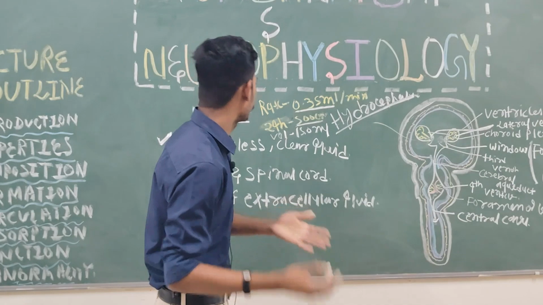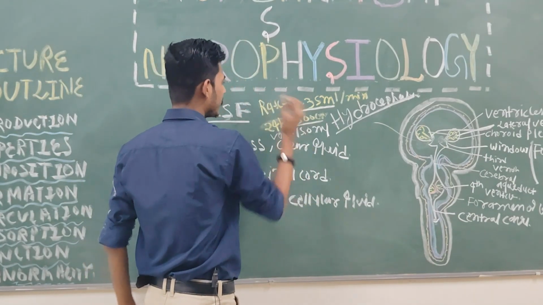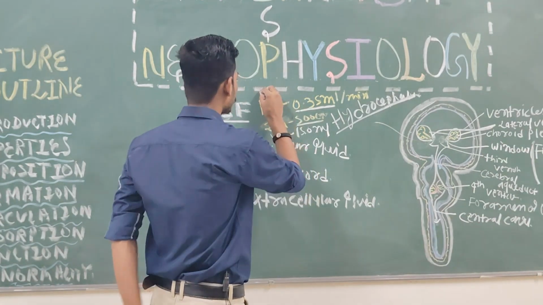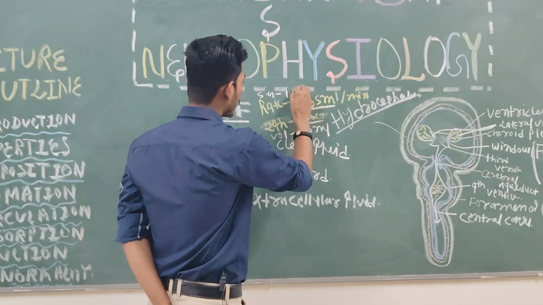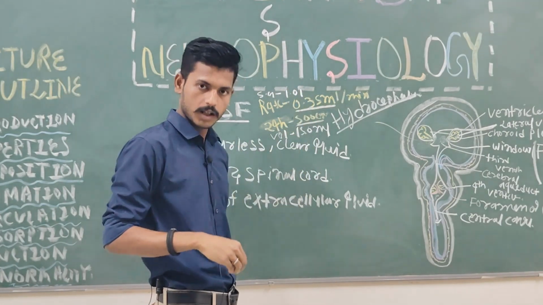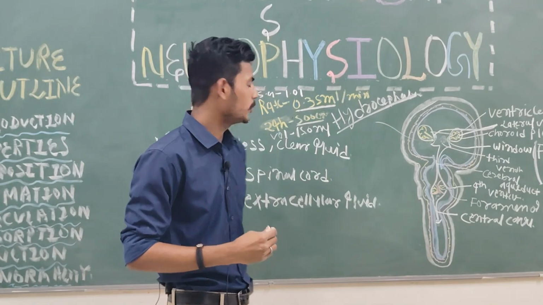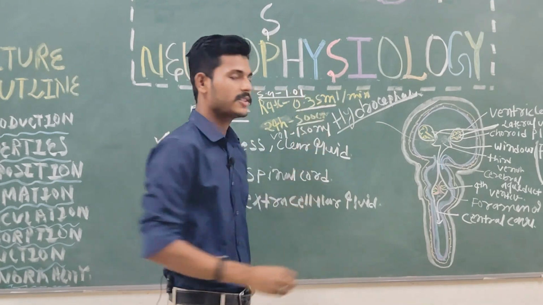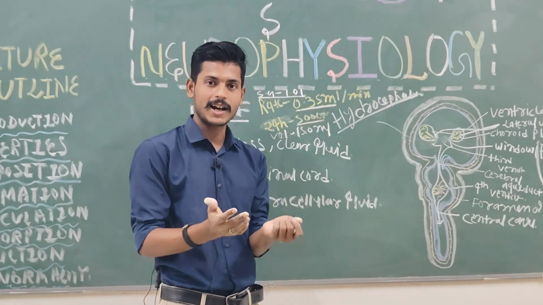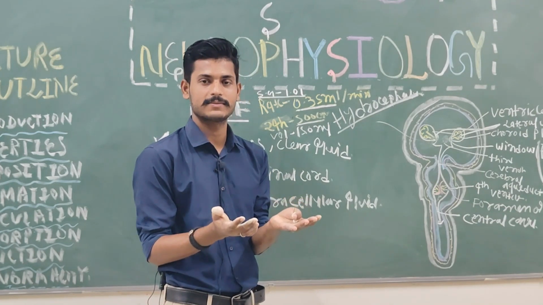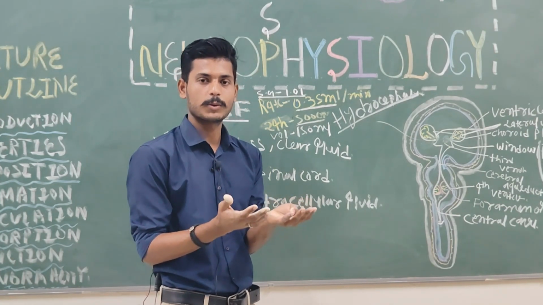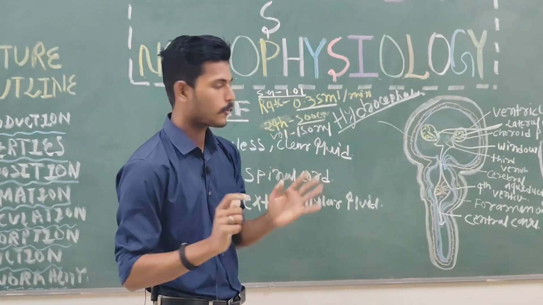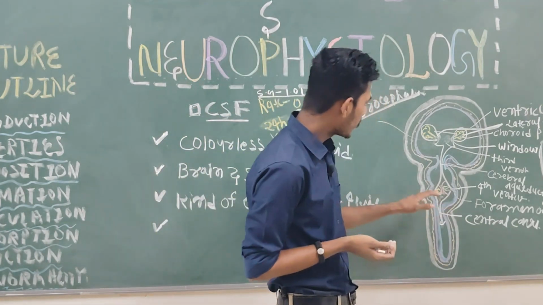No doubt? Now hand in hand you should also remember the specific gravity. The CSF specific gravity is equal to the specific gravity of water, so its specific gravity is 1.01. Understood? Later on in this lecture you will understand that due to their specific gravity, which is equal to water, your brain is floating in the CSF. Your brain is floating in the CSF just because of their specific gravity. Understood? No problem.